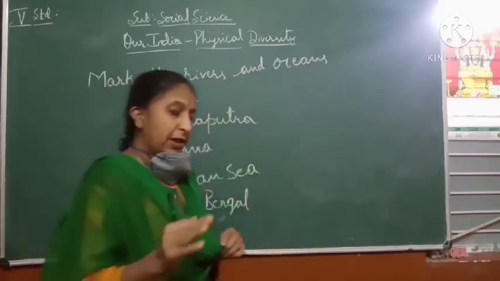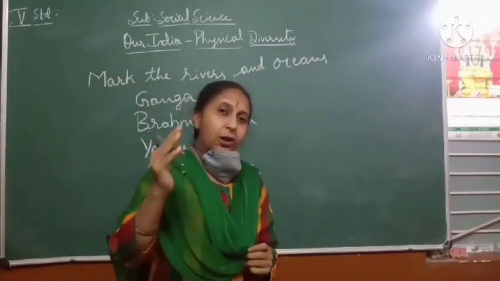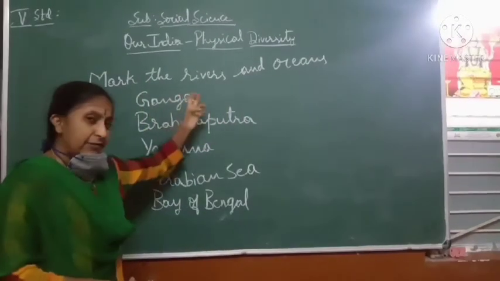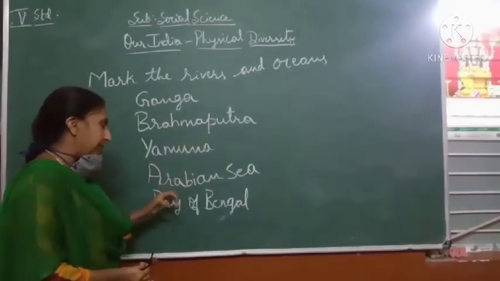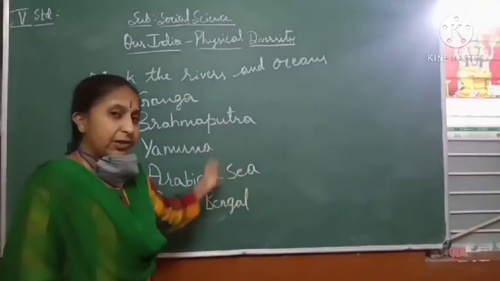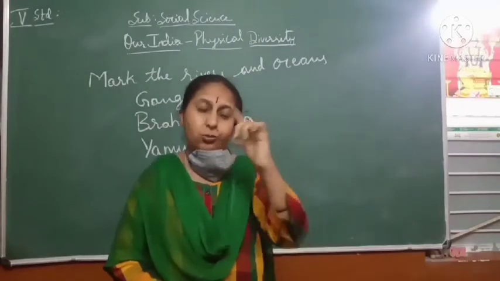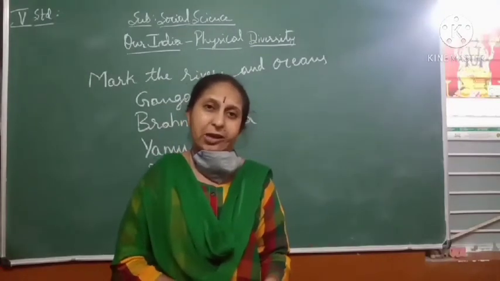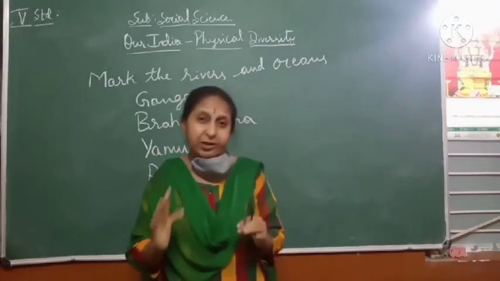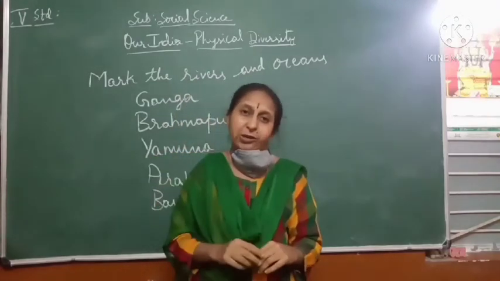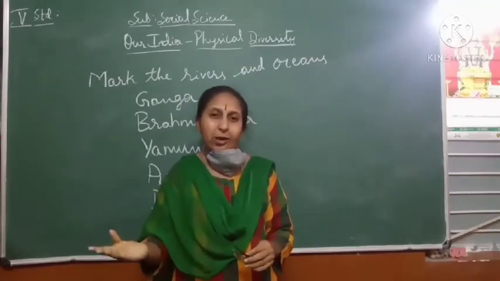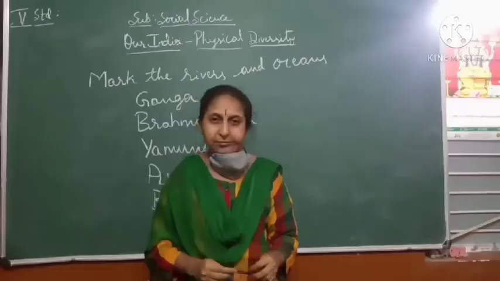Remember, the rivers and oceans that you have to mark on the map are Ganga River, Brahmaputra, Yamuna, Arabian Sea, Bay of Bengal. All these rivers and oceans should be marked on the outline map of India and colored, and that should be very neat. Work should be done very neatly, and that should be submitted to me. Is it okay children? Now I will move on to my next topic.